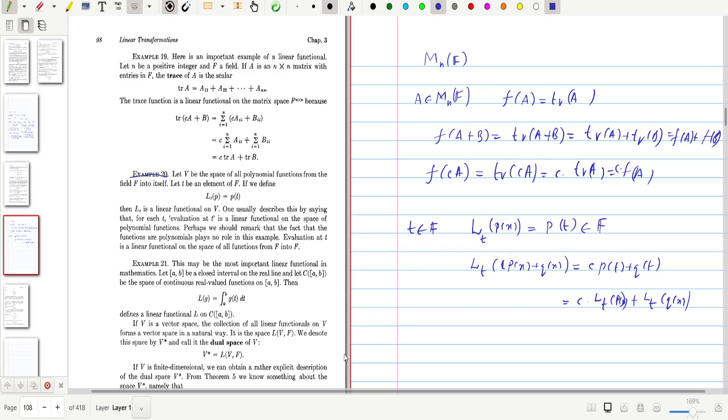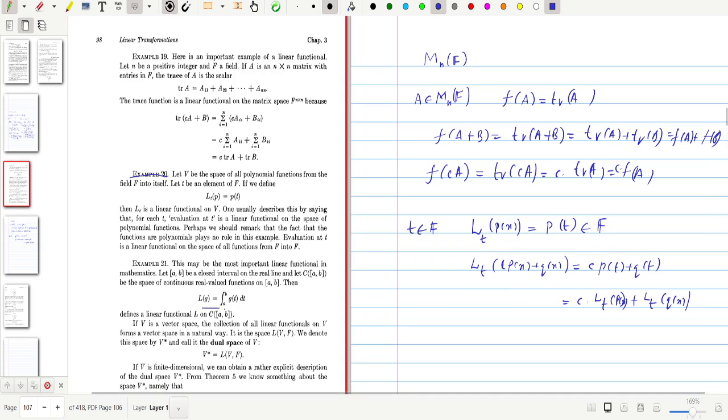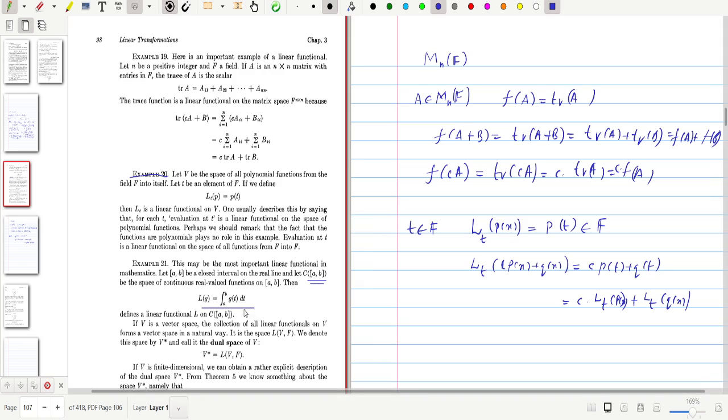Another example is this integral function, L of g. If we consider C[a,b], the set of all continuous functions on [a,b], then define a mapping from the set of all continuous functions on [a,b] to real numbers, that is L of g, where g is any continuous function, defined as the integral from a to b of g of t dt. Then you can easily prove that L of c times g1 plus g2 is the integral from a to b of c times g1 plus g2, and this integral can be distributed over the addition.